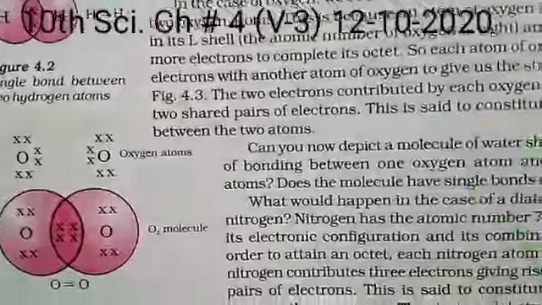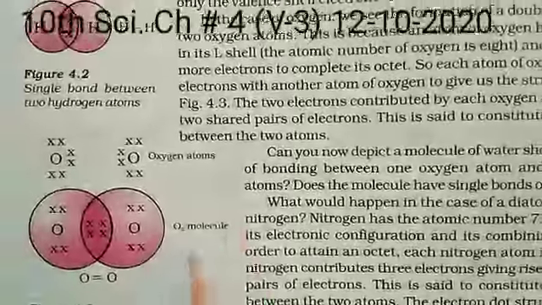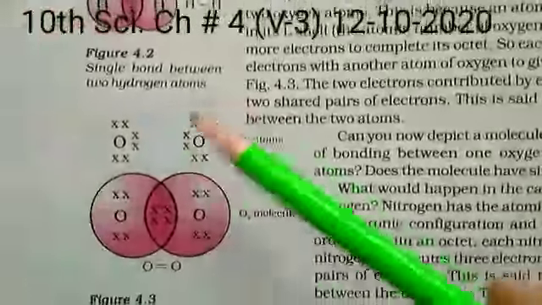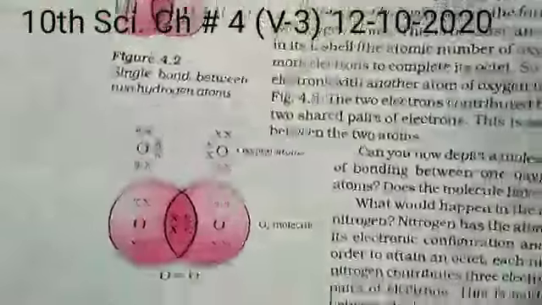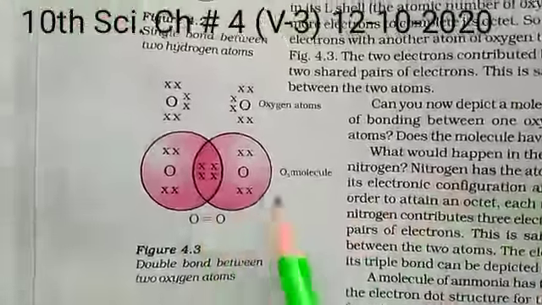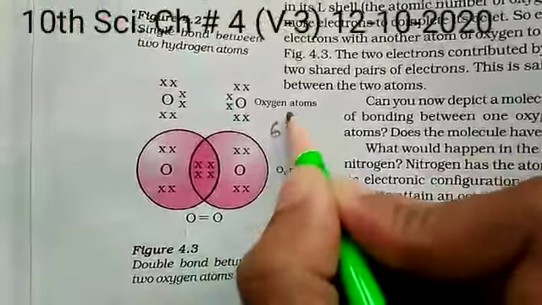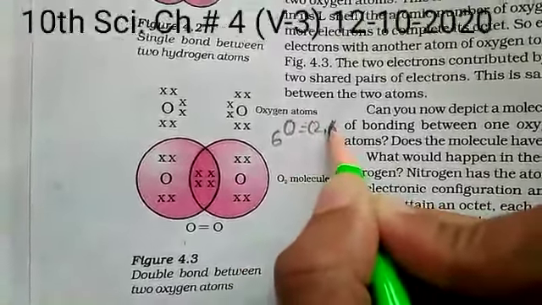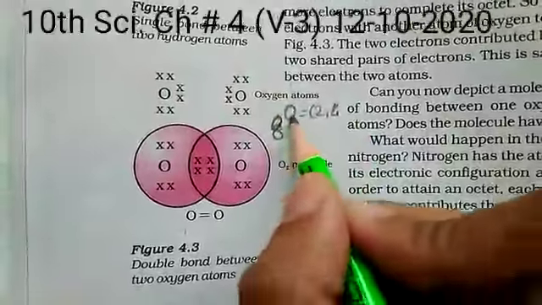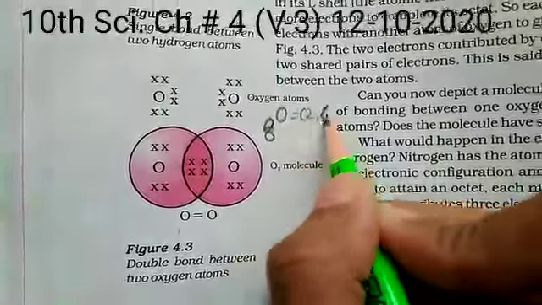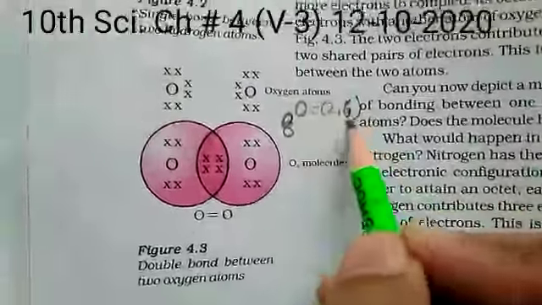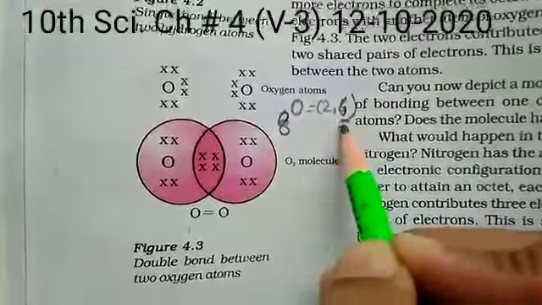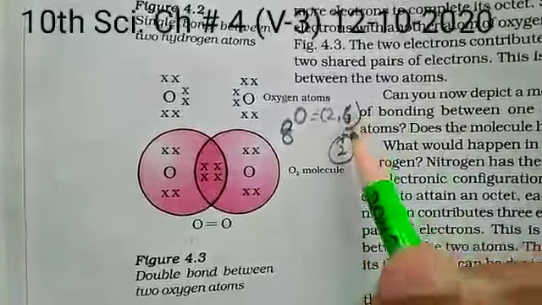Okay, now we will discuss the oxygen atom. We will understand it through the diagram only. So oxygen, how many electrons are there? The atomic number of oxygen is 8, so the electron configuration becomes 2 and 6, right? In the outermost orbit 6 electrons are there. It wants 2 more electrons to complete its octet.